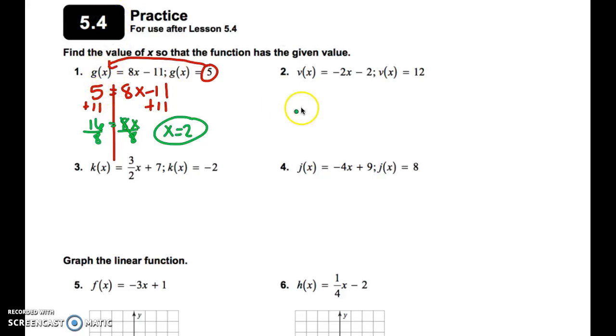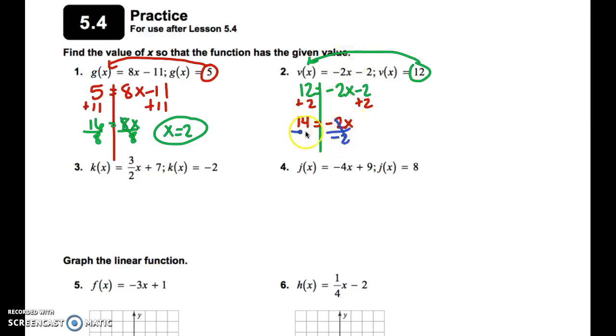Okay. Number 2, v of x equals negative 2x minus 2. And v of x is equal to 12. So I'm going to take this 12 and put it where the v of x is. So we have 12 equals negative 2x minus 2. First thing I need to do is add 2 to both sides. So we have 14 equals negative 2x. And then divide by negative 2. So we get negative 7 is equal to x.